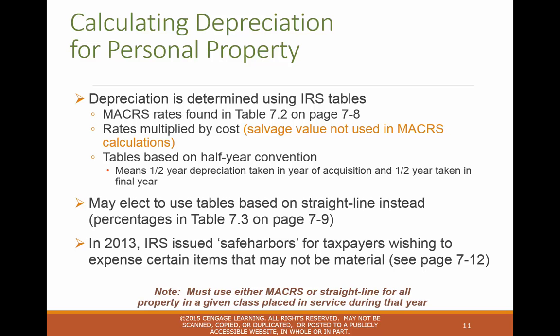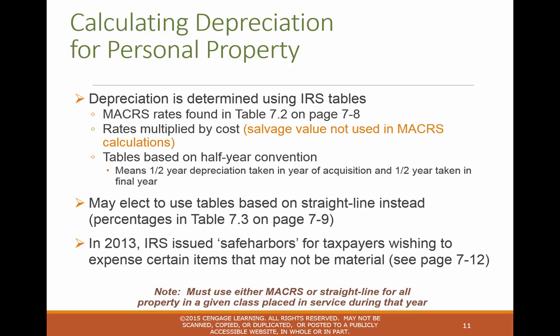What's interesting to me is that the 3-year assets go over 4 years, the 5-year assets go over 6 years, the 7-year assets go over 8 years. That's because of something called half-year convention. They assume that you bought the asset halfway through the year. So you take a half a year in the first year for a 5-year asset, and then 4 full years, and then a half a year in the last year. You don't need to worry about that. The math is all embedded in the tables. All you need to do is flip to page 7-8 and pull the percentage off.